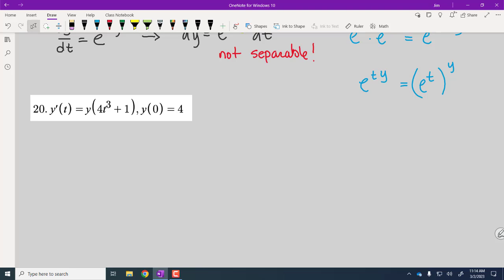Yes, it is close. There's still one more thing we can do. When we get the general solution, with this absolute value here, we're going to want to find the explicit solution. So we're going to do some exponentiation.